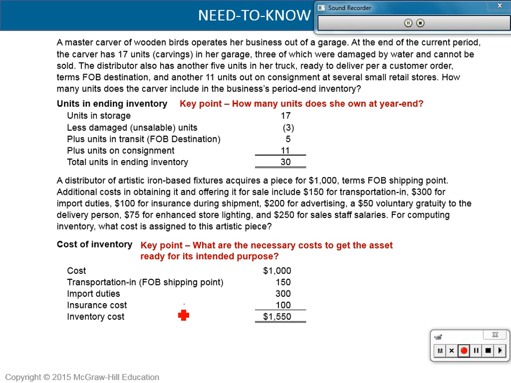That makes sense. But it cannot be sold if you didn't include the transportation it took to get it to you to be sold, the import fees that it took in order to get it to you, the insurance on it to make sure nothing happened to it while it was on its way to you. So those things are absolutely needed in order to sell it, right?